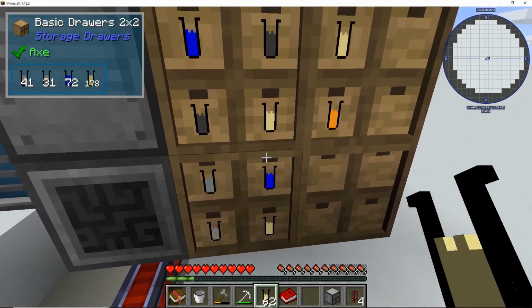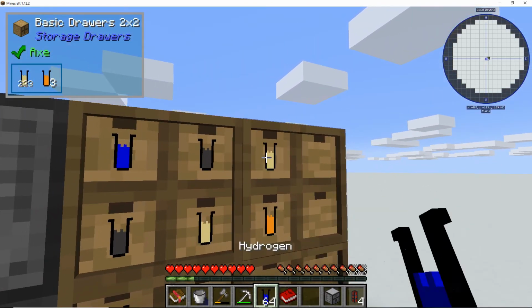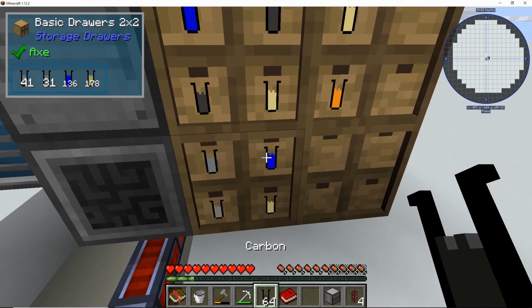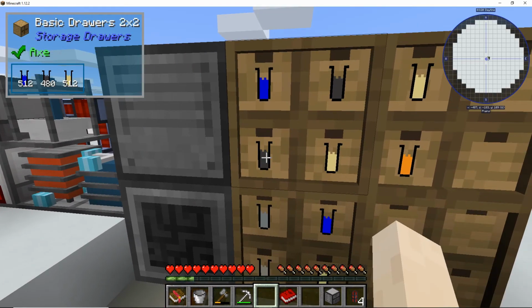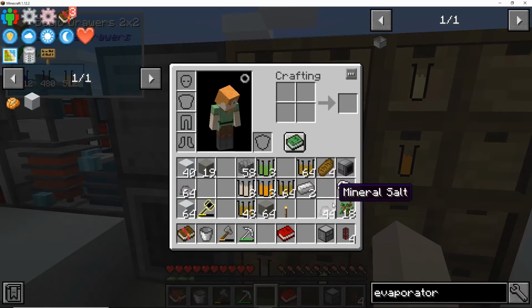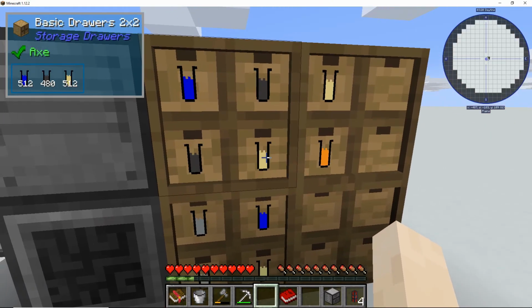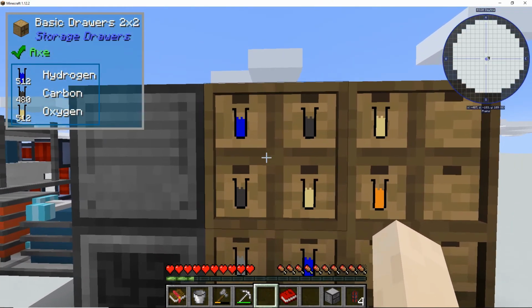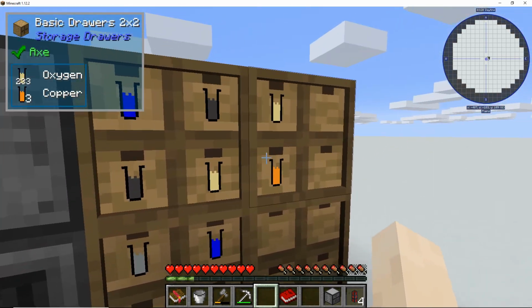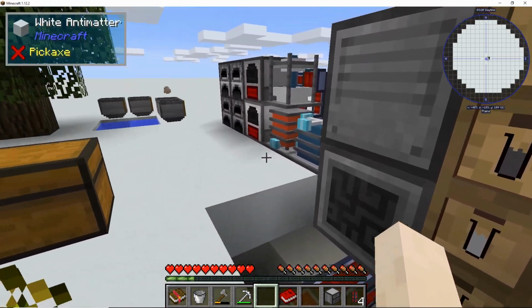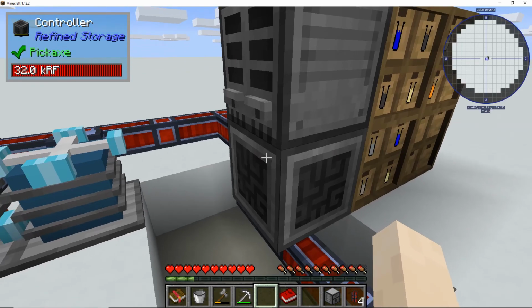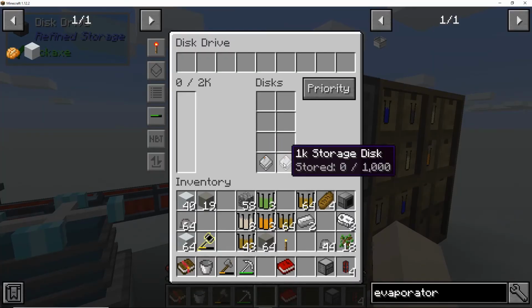So this one, no, this one. Some water. This one here. So it's amazing how this, look at this, hydrogen, carbon, and these are filling up. So eventually I would like to put some disks.